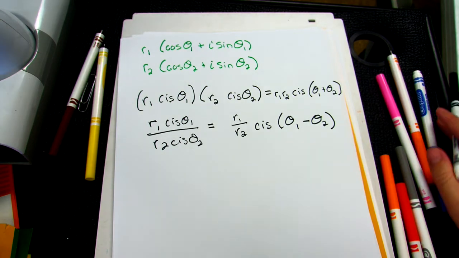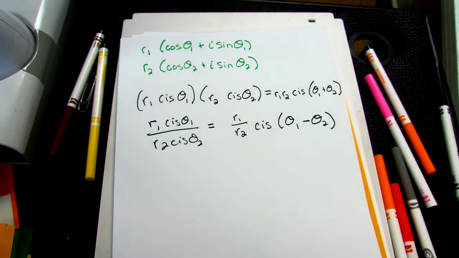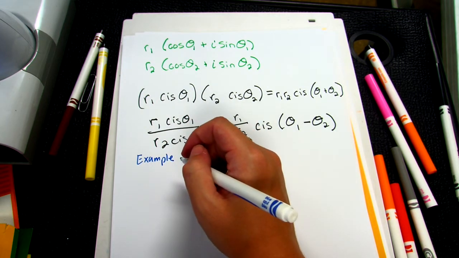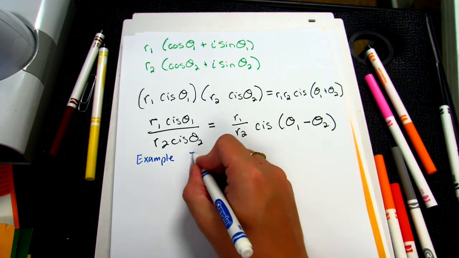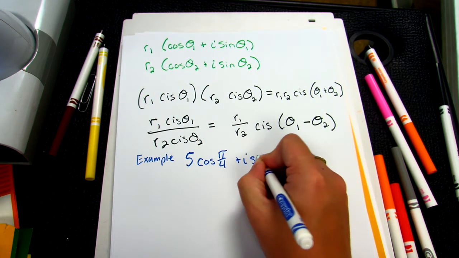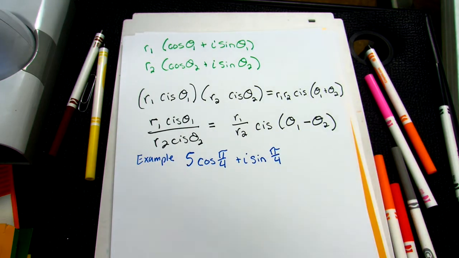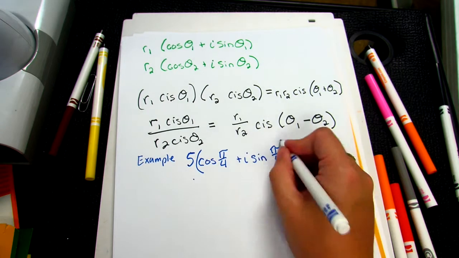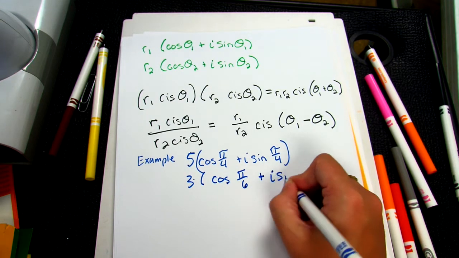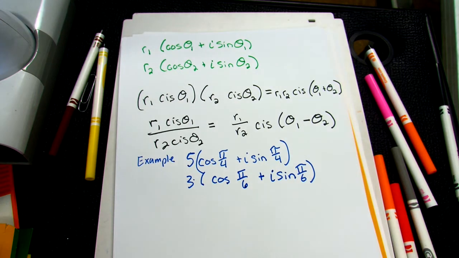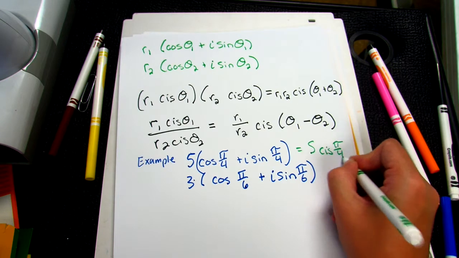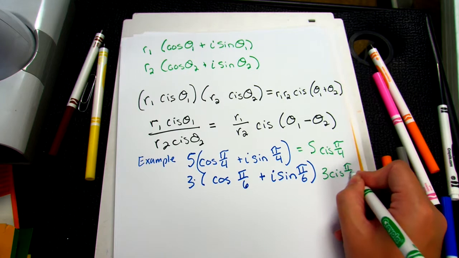All right, so let's do it in action. Let's do some examples. Let's do product first. We have 5 times cosine pi over 4 plus i sine of pi over 4. That's our first number. And our second number is going to be 3, I'm sorry, that's supposed to be in parentheses, 3 times cosine pi over 6 plus i sine pi over 6. So first things first, let's go ahead and write these in our abbreviated form. So remember, this is 5 cis pi over 4. And this is going to be 3 cis pi over 6. It just makes it easier for us.